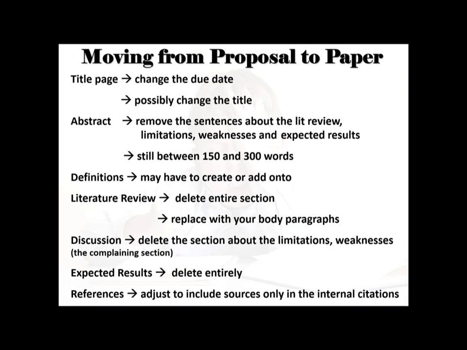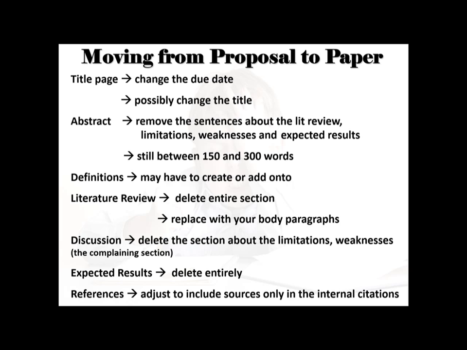So again, these are just some of the things that you're going to have to do to move from your proposal to your paper. So the title page, change the due date, maybe change the title. And these are things that I already said a few minutes ago, so it's just kind of a little bit of a review. The abstract is still going to be between 150 and 300 words, but you're going to remove any information about the lit review, limitations, weaknesses, or expected results because those things don't show up in this paper.